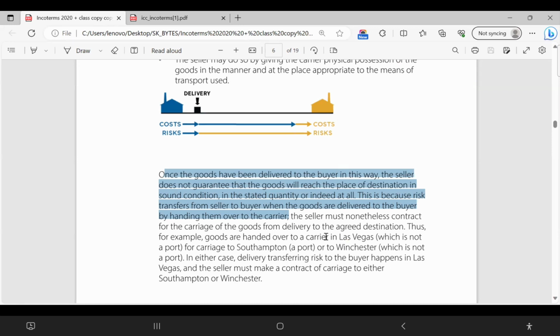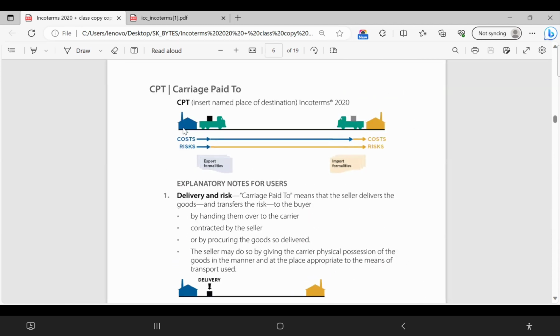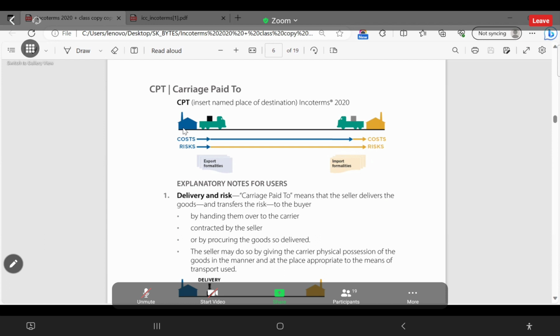Thus, for example, the goods are handed over to, okay, we don't need that example. So this is about CPT. Where does the delivery happen? Where does the delivery happen under CPT? Buyer destination. Name place of destination. No. Delivery, I'm asking about delivery. Where is the seller said to have delivered? The seller is said to have delivered when he hands over the goods to the carrier. Place of destination? No. Delivery is not happening there.